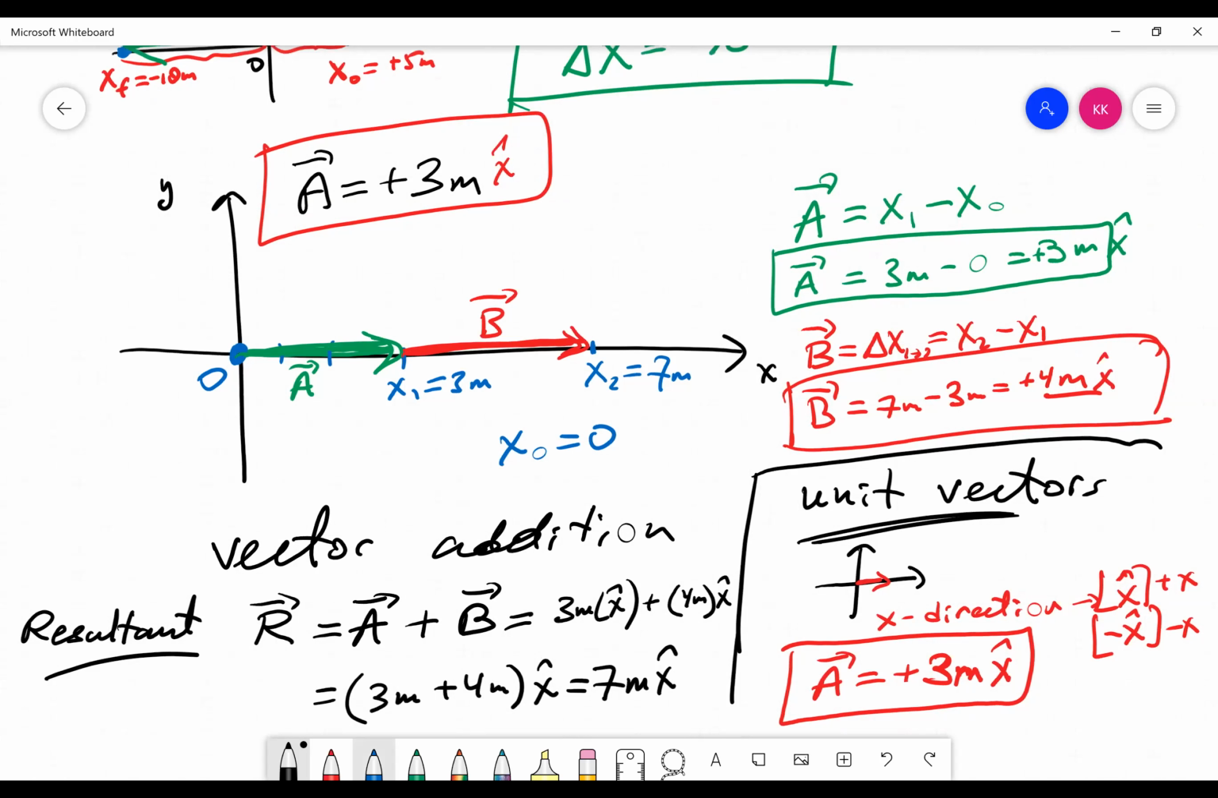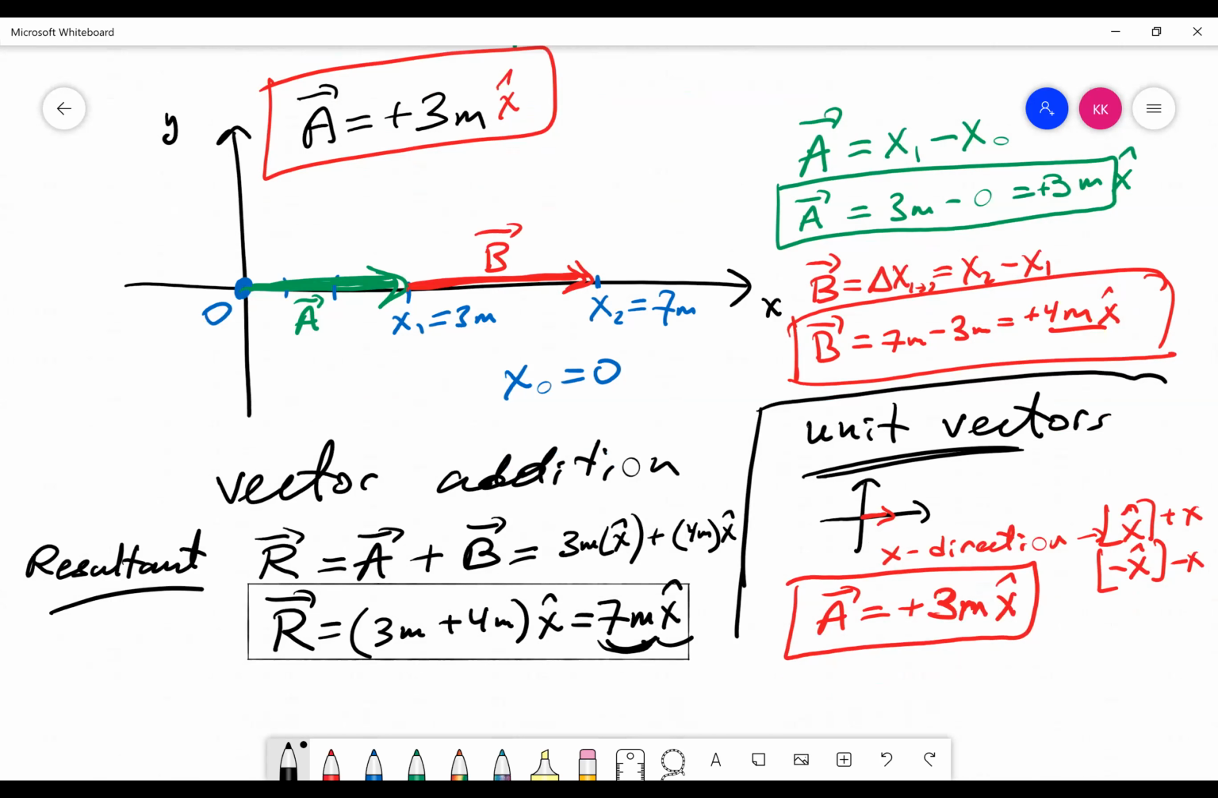That means this resultant vector is then 7 meters long and is in the x hat direction, which means in the positive x direction. And this vector R is basically created by adding vectors A and B together. And I can then generate this vector R by using what we call the tip to tail method.